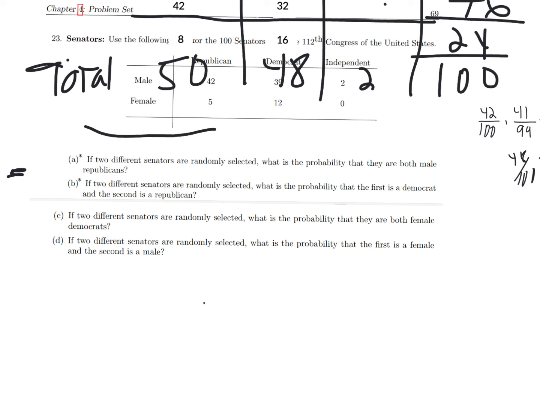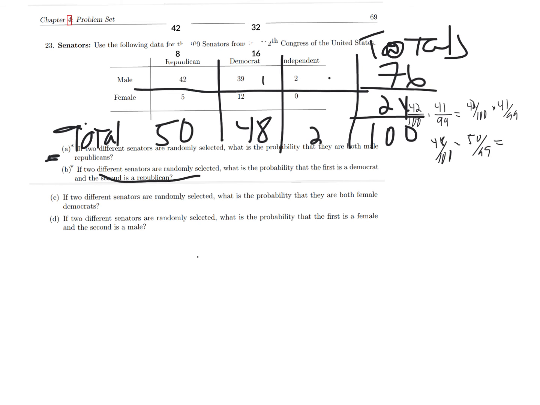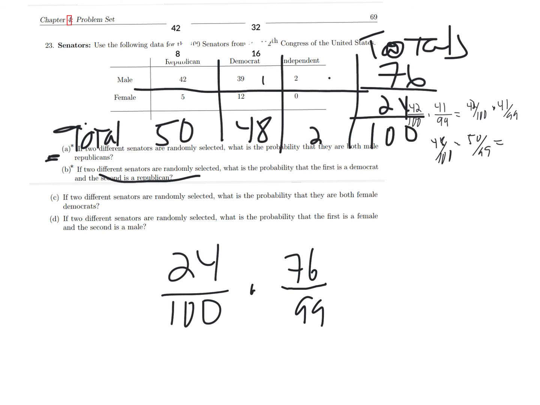Now, the last part of this question says, two different senators, find the probability the first is female and the second is male. I messed my page all up. Just a minute. Well, that's close, I guess. So for part D, I see that there are 24 females out of 100. Now I've taken a female out, but I'm going to try to draw a male now. So there's 76 males, but there's only 99 senators left to choose from. So again, 24 divided by 100 times 76 divided by 99, and get the answer.